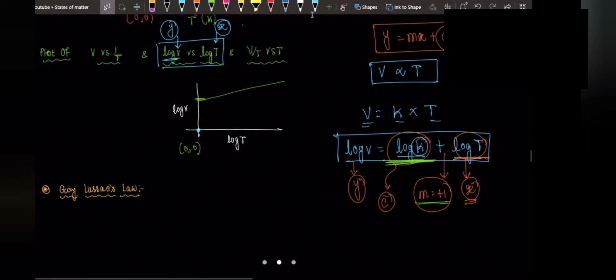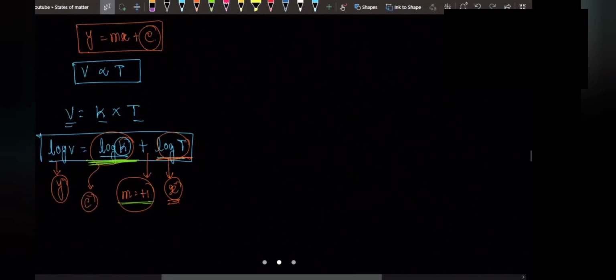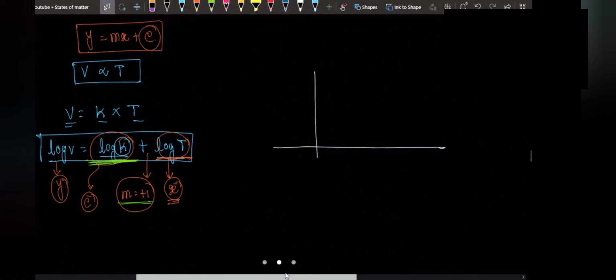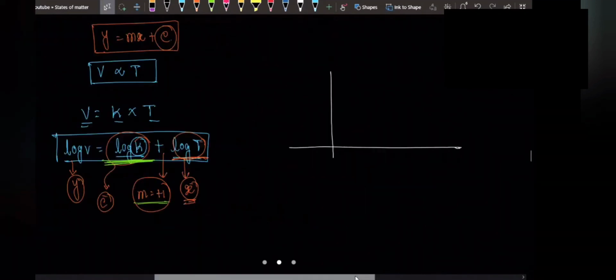Now, you try out this particular question and see how the line or the curve comes out. So if I show you over here, if I make a diagram of V by T versus T, right? Let me see. V by T versus T.